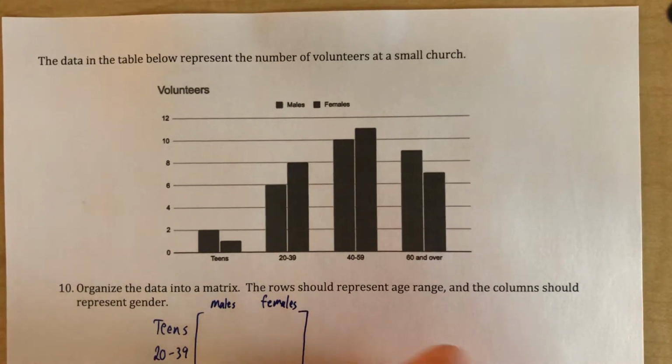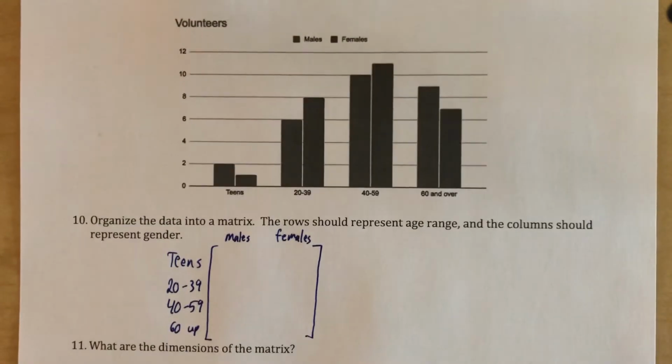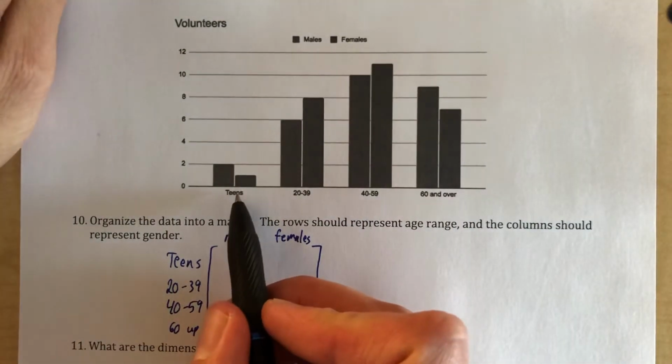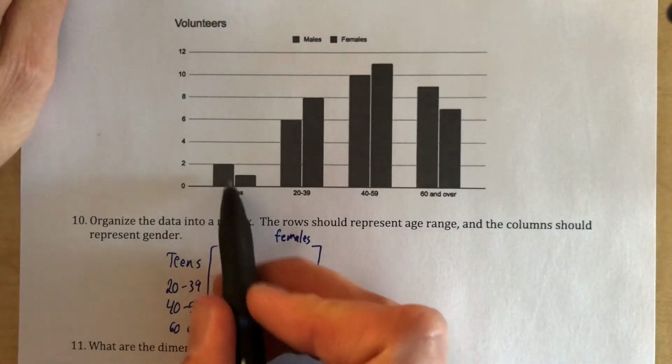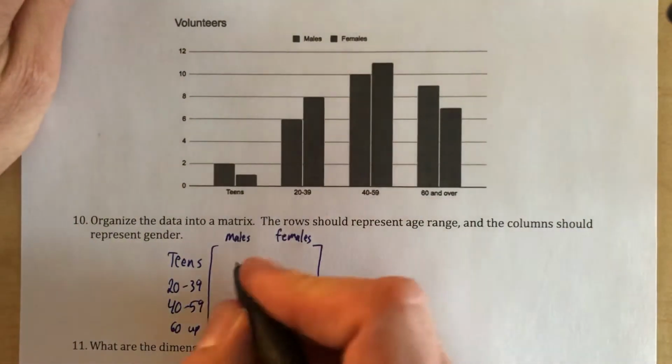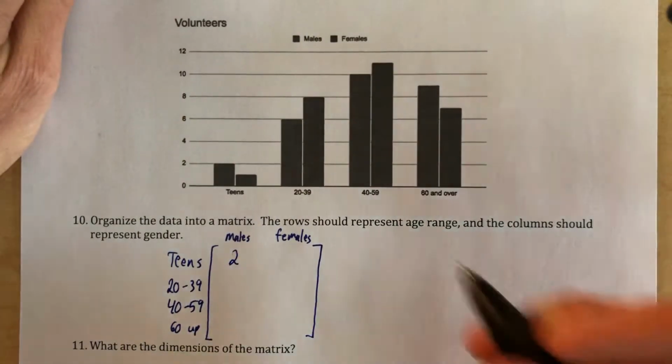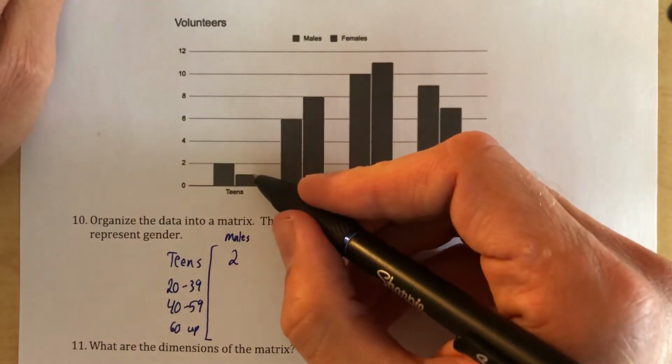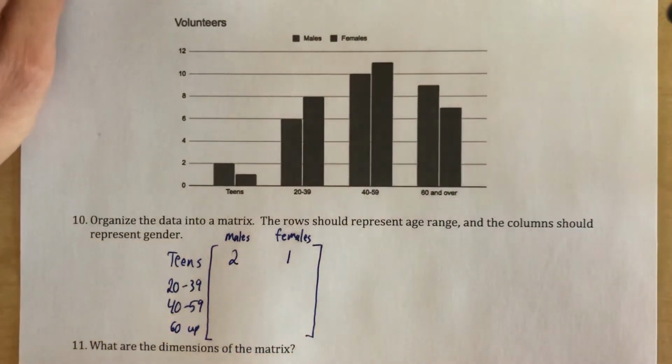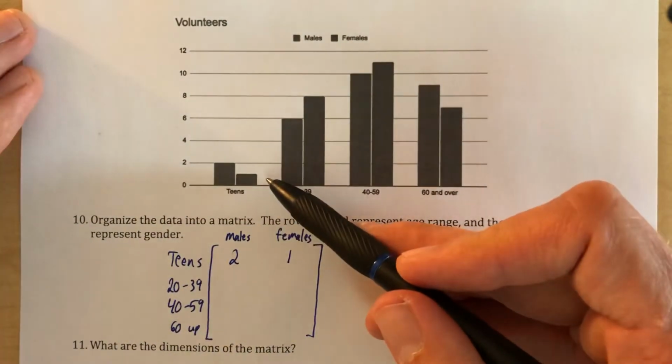And now we get to the really fun part where we need to, well, figure out what numbers go in there. And in this particular case, we're going to have to figure it out ourselves. So teens that are this first column, which is males, there are 2 of them. 2 teen males. And then halfway in between 0 and 2, I think that's obvious, that would be 1. So there is 1 female volunteer.